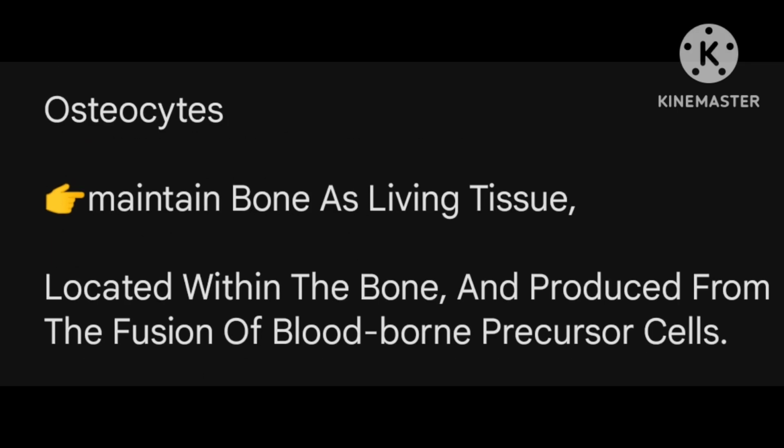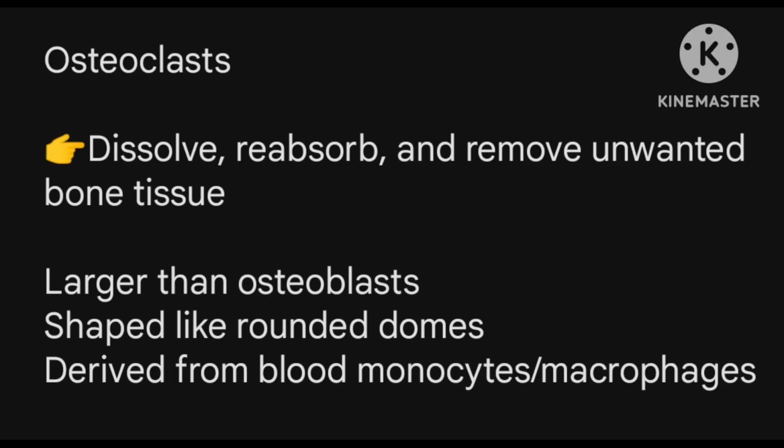Next type of bone cells are osteocytes, which maintain bone as living tissue. These are located within the bones and produced from the fusion of blood-bone precursor cells. Next type of bone cells is osteoclasts, which dissolve, reabsorb and remove unwanted bone tissues. These are larger than osteoblasts, shaped like rounded domes. These are derived from blood monocytes or macrophages.